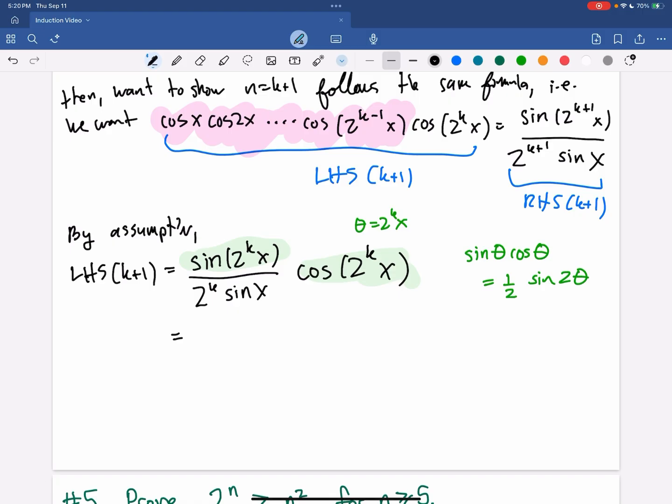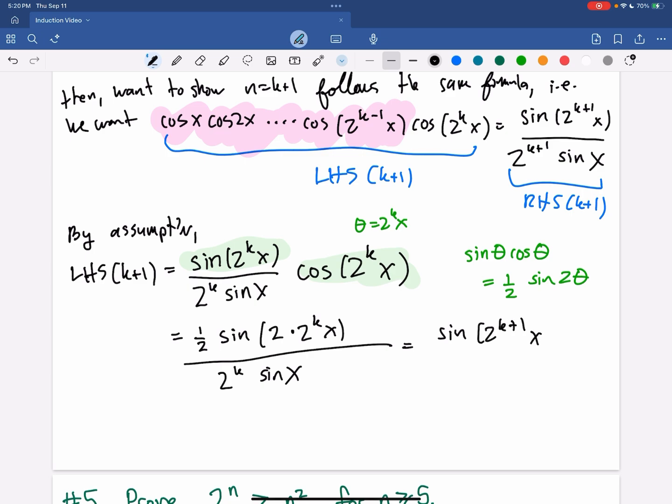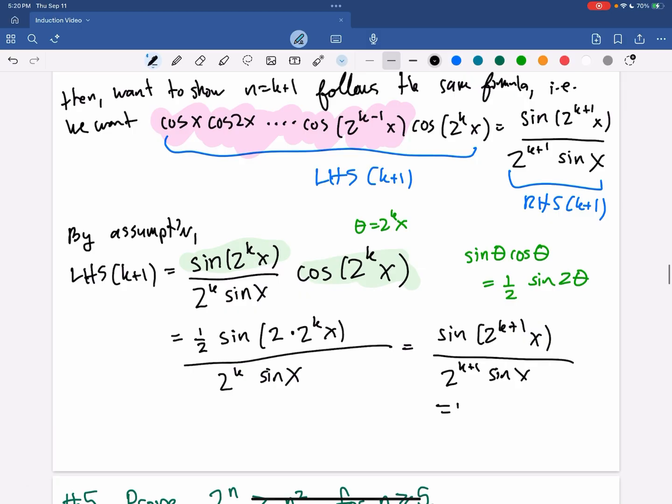Okay, so that means we've got 1/2 sine 2 theta, so that means 2 times 2 to the k x, over 2 to the k sine x. And if we simplify this, that gives us sine of 2 to the k plus 1 x over 2 to the k plus 1 sine x. Oh, look at that. That's exactly what we want. That is exactly right-hand side for k plus 1. Isn't that amazing? So we're good.